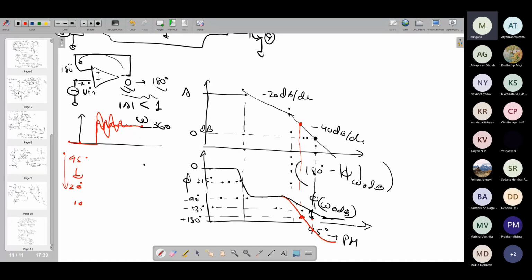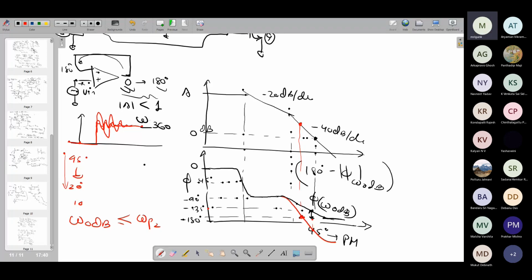As long as omega 0 dB is less than or equal to omega p2, the second pole, it works. If it is exactly equal to omega p2, then you will get exactly 45 degrees. If it is less than that, you will get better than 45 degrees. We can see that here also. We have just seen that at the second pole, we get an overall additional shift of 45 degrees.